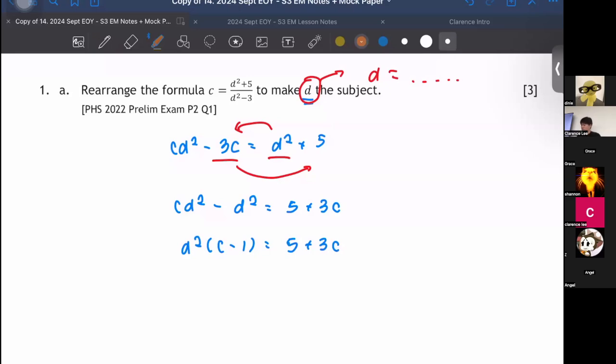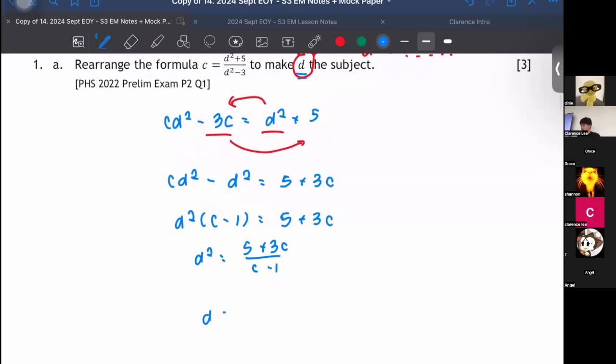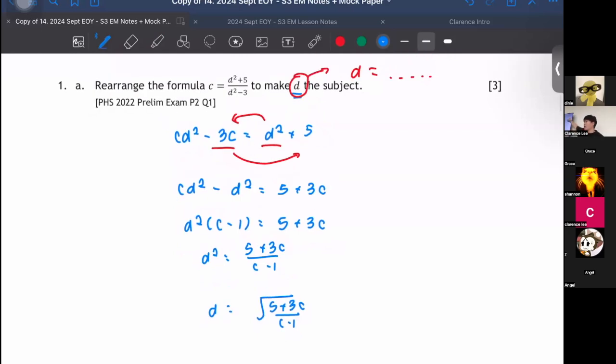can isolate it, meaning to say you can bring your c minus 1 over, and then you will only have d squared on the left, but the question wants d, therefore you must square root the entire thing. But if you write this as your final answer, you will only get 2 out of 3. Can anybody tell me why? Plus minus, thank you. You must include the plus minus in an example like this. Okay? Any questions? Correct? Correct.